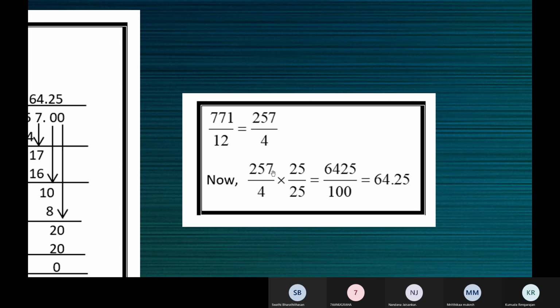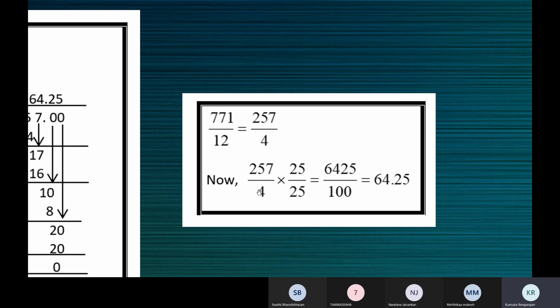Now, 257 by 4. This one has denominator 4, which can be brought to 100. You cannot bring the denominator 4 to 10, but you can bring it to 100 by multiplying the numerator by 25 and the denominator by 25, giving equivalent fractions, because 100 is divisible by 4.